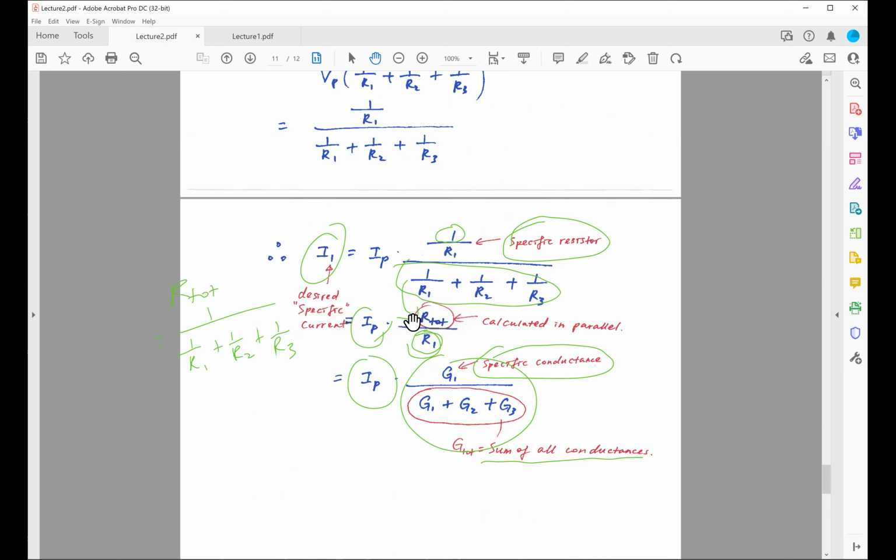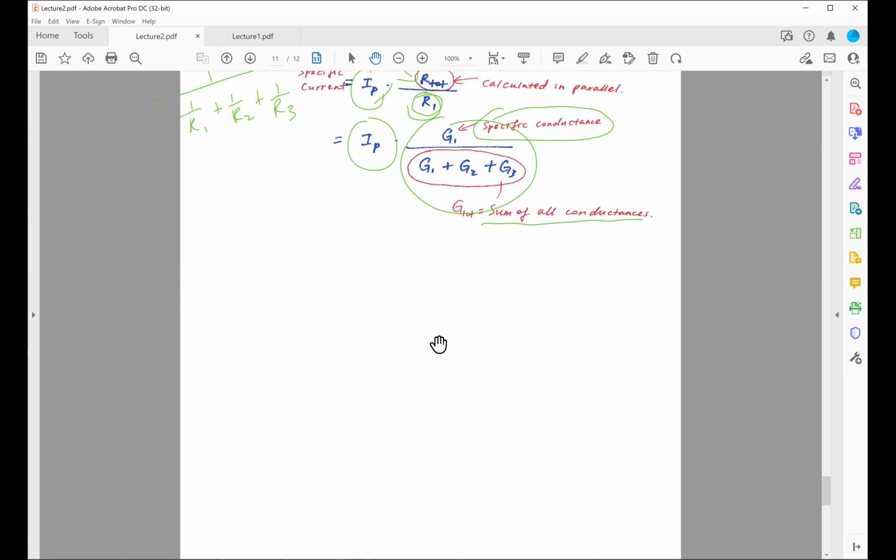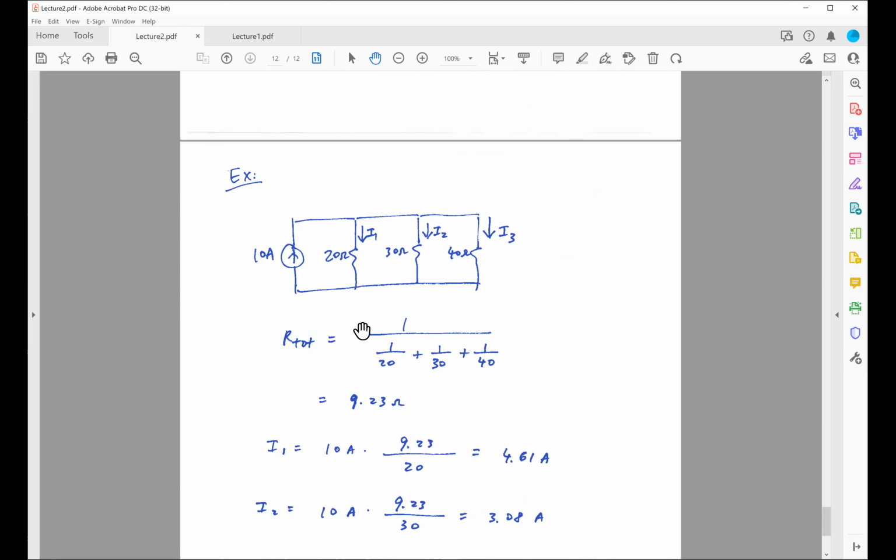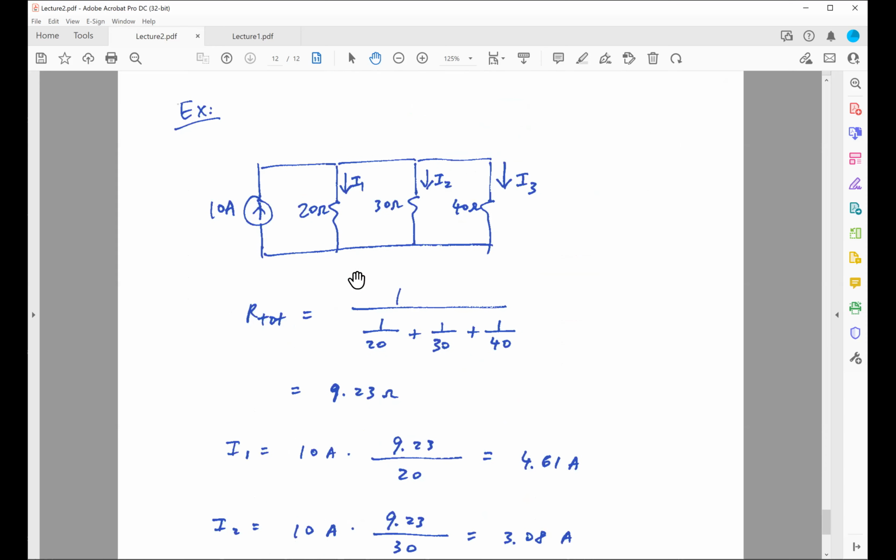So my task here is to find what is R total. Well, remember, R total is equal to 20 ohm in parallel with 30 ohm in parallel with 40 ohm. So this R total, basically Rp, can be calculated as 1 over R1 plus 1 over R2 plus 1 over R3. That's the equation that I'm using. So 1 over 20 plus 1 over 30 plus 1 over 40, and that will give you 9.2 ohm.